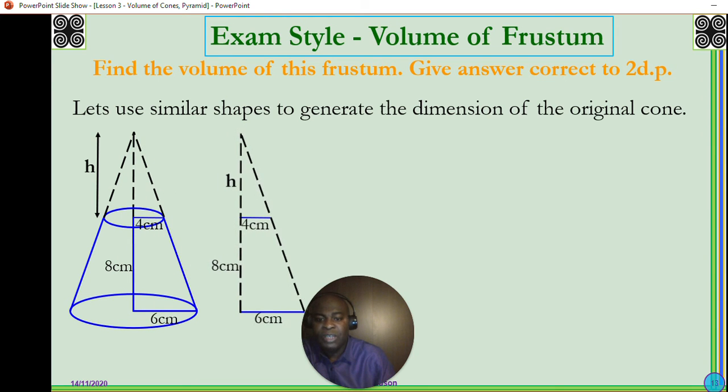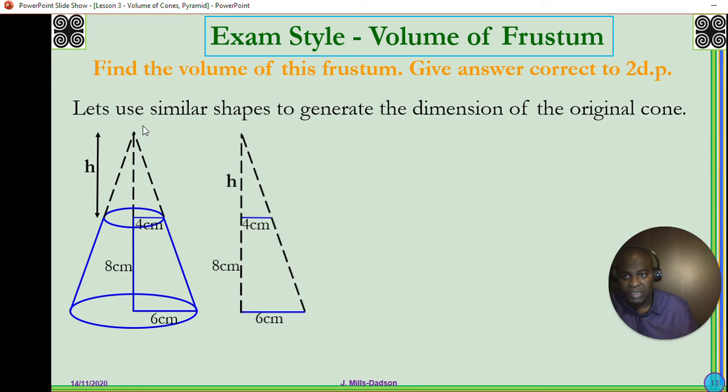We can use similar shapes to do that. So we pull it out. That forms a right angle triangle. We're not going to use Pythagoras yet. We're going to use similar shapes. Now you see that there are two triangles, the chopped off triangle and the original triangle. We can create two scale factors and equate them.